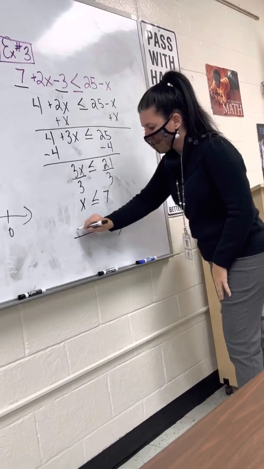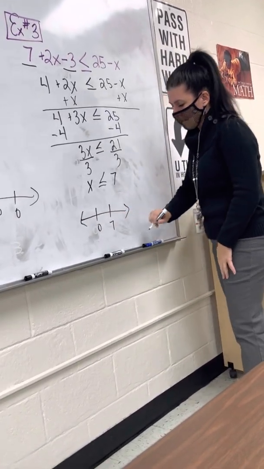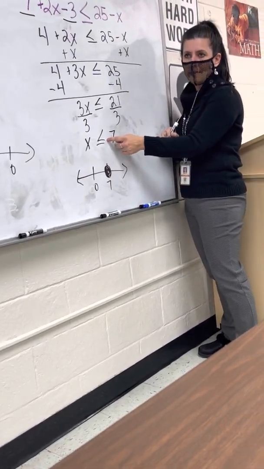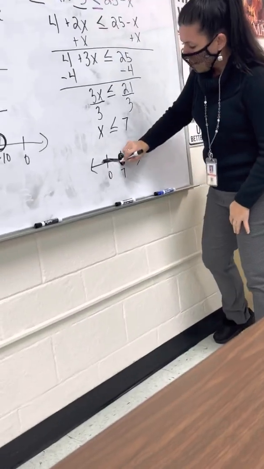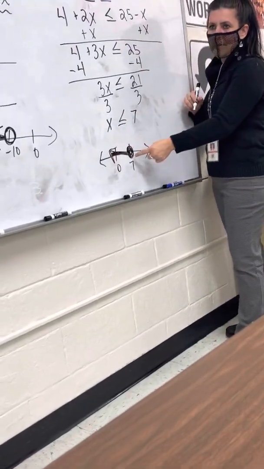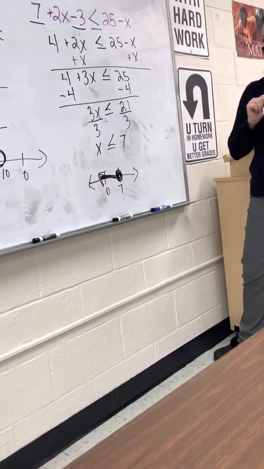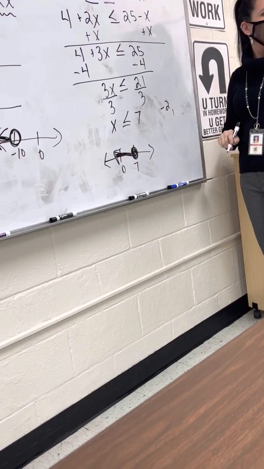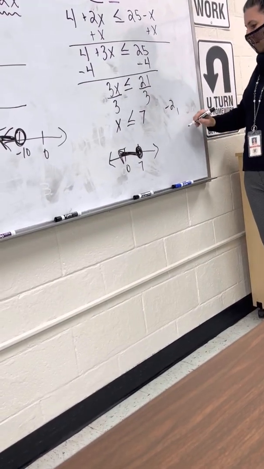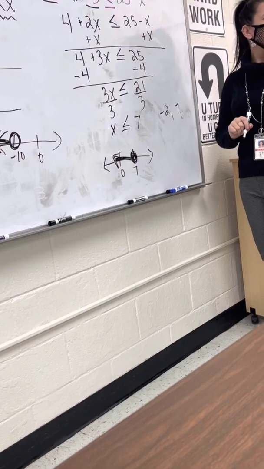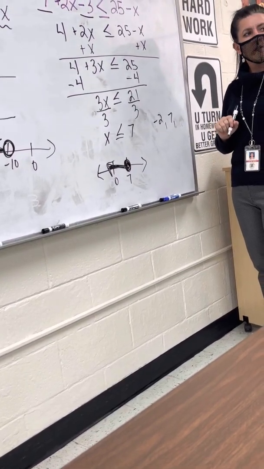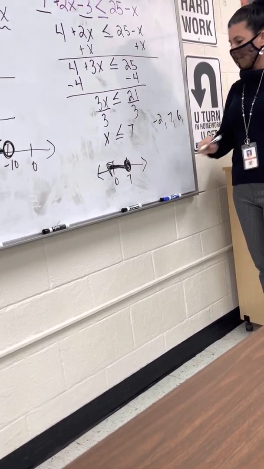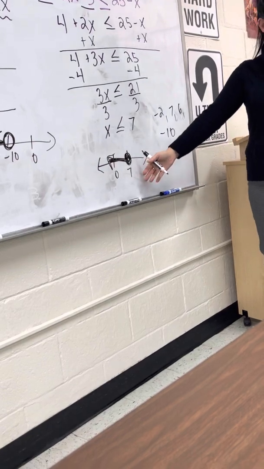When I graph it, I have a filled in dot on 7 because it's included and then we have a line under it. And my symbol points in the same direction as my graph. Give me some possible solutions. Possible solution. -2 works. Possible solution. 7. Yep, 7 works. Possible solutions. 6 works. Give me one more. -10 works. Anything negative would work.